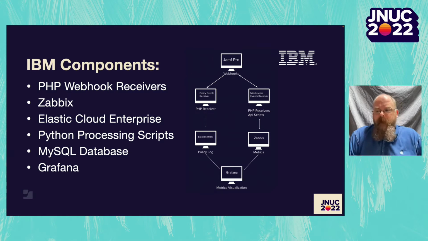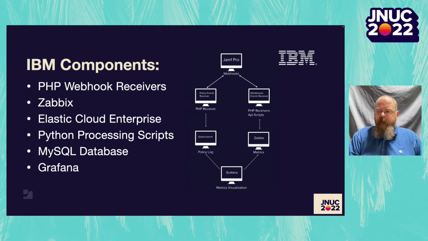Some of you may have seen the presentation from JNUC last year where we showed some of the ways that Mac at IBM uses webhooks and the API to generate metrics and monitoring that are critical to the success of our program. This is just a quick recap of those components that are related to webhooks and API interactions. First, we have our PHP webhook receivers. These are PHP files that receive a webhook event and either write that event to a file or a log that's then ingested into one of our databases.